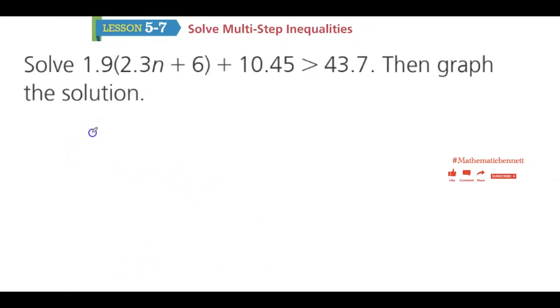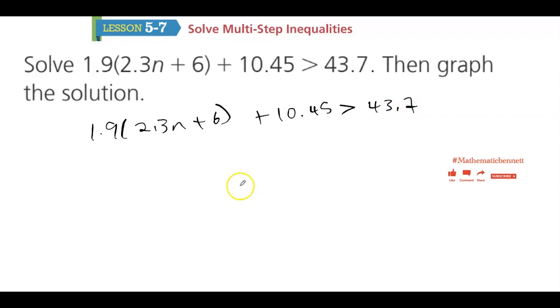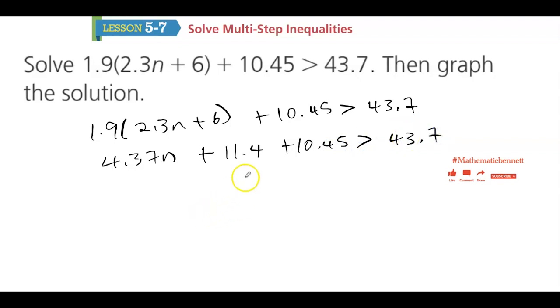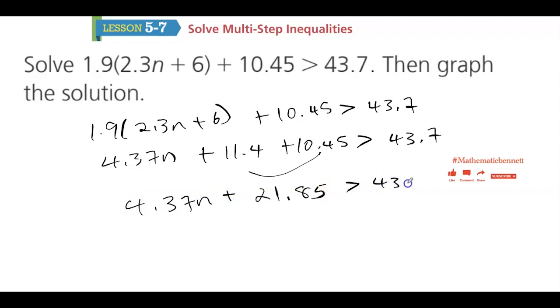Solve 1.9 times the quantity 2.3n plus 6, plus 10.45 is greater than 43.7. Then graph your solution. 1.9 times 2.3n would give me 4.37n. 1.9 times 6 would give me 11.4, plus 10.45 is greater than 43.7. From there, we can combine these two constants. We see that we get 21.85, and we put back our 4.37n plus that, greater than 43.7.